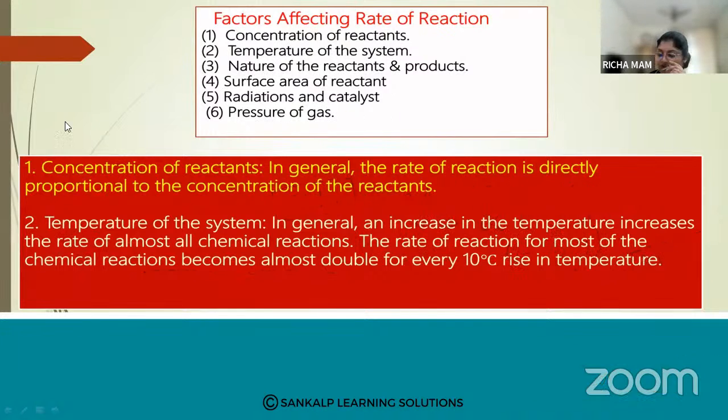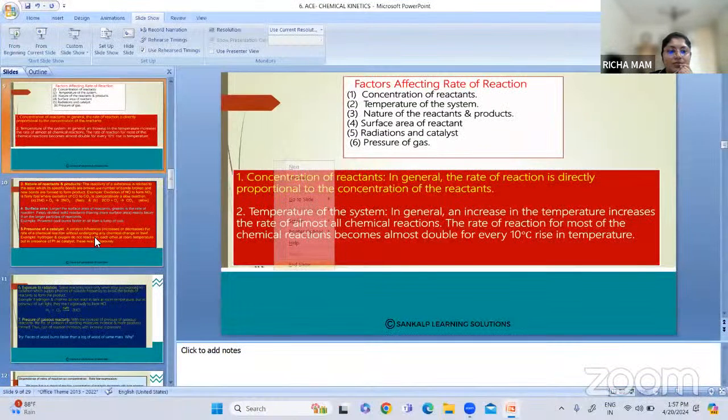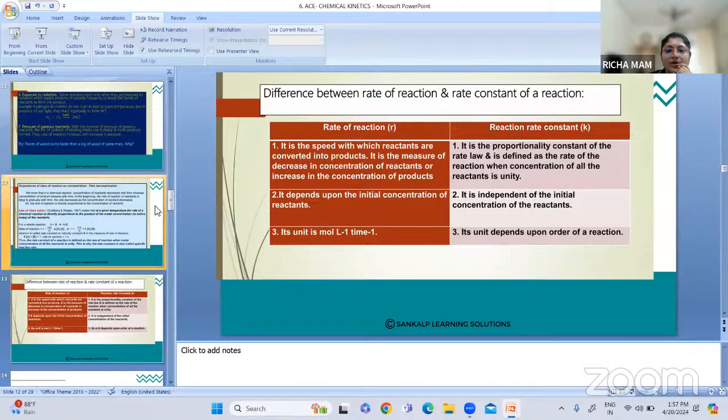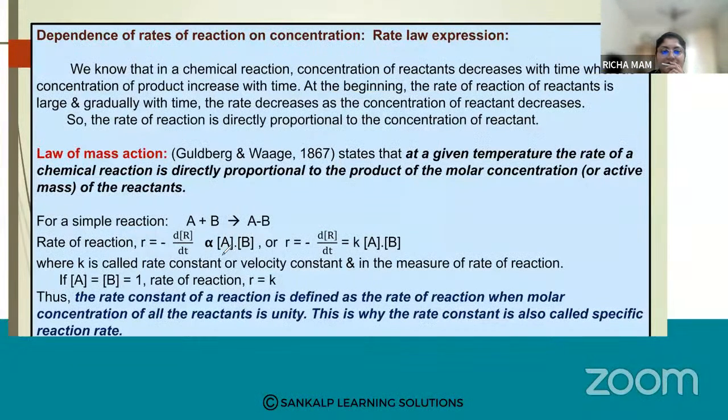So what we have seen, if we consider a reaction A plus B giving you AB, then our rate will be given as minus d[R]/dt. So this is a rate which is directly proportional to the concentration of A and the concentration of B.